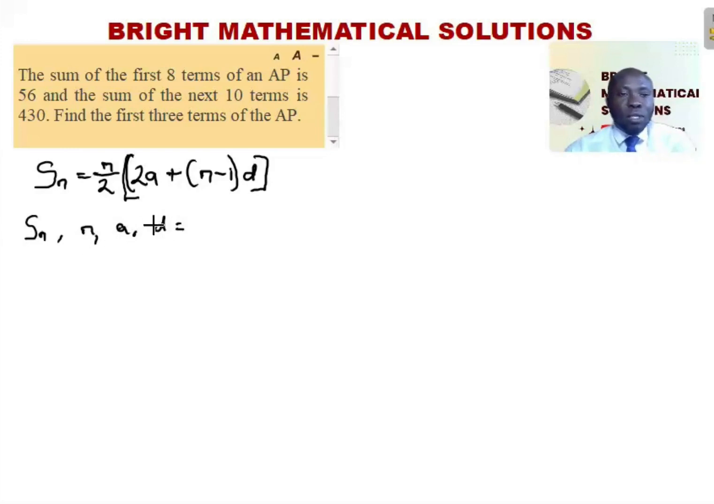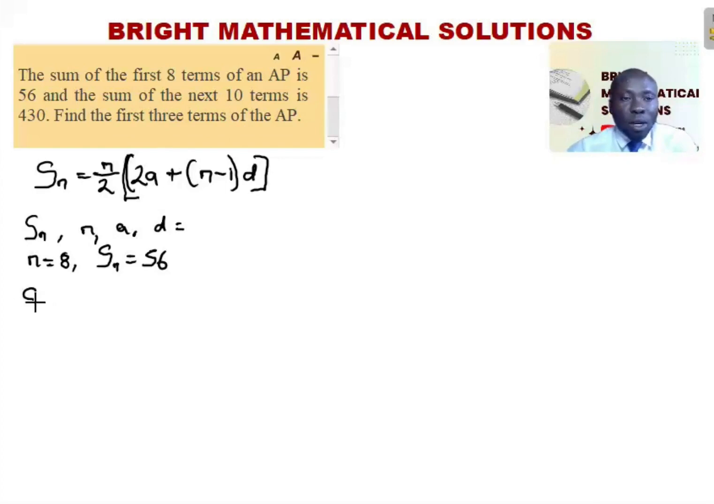So from these 4 unknowns, let us look at what we were given. We were given the first 8 terms, that means our n is 8. The sum of the first 8 terms is 56, so Sn is given to be 56. Let us substitute this into the formula. We are not given the first term or the common difference. We are to look for the first 3 terms of the AP.